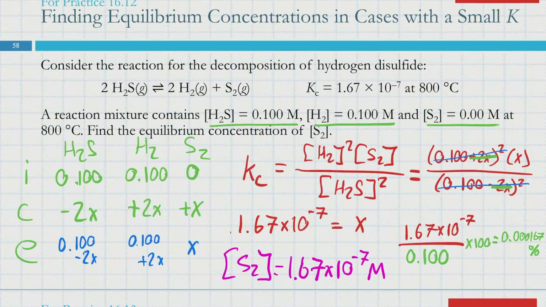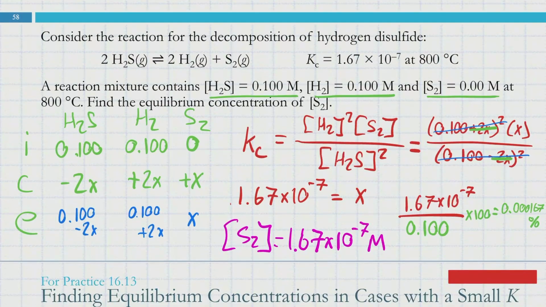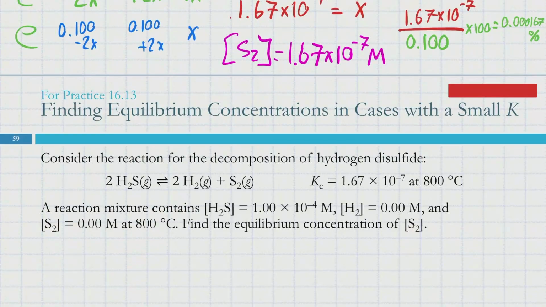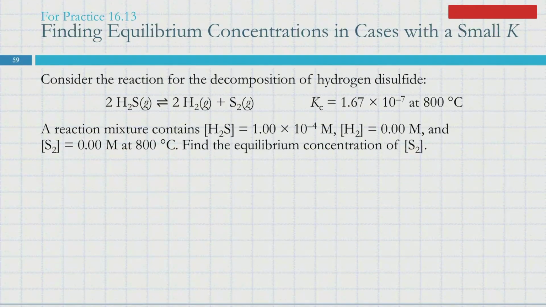Okay, so we've seen two instances where x is small works. Let's look at another situation. So this is the same reaction. It's the same Kc. What has changed here, though, is our concentrations. We've got some of our H2S. We don't have any H2. We don't have any S2. And the amount of H2S that we have is much smaller than in the previous problem.